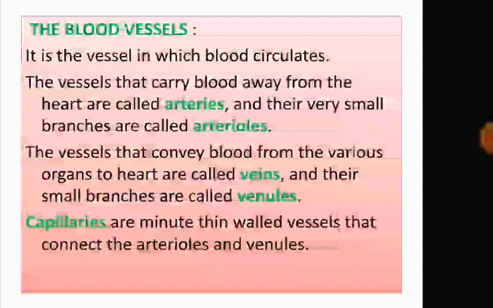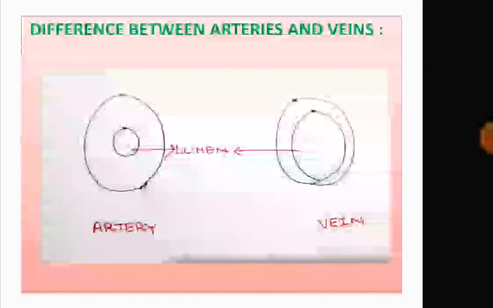Capillaries are minute, thin-walled vessels that connect the arterioles and venules. So they are the narrow tubes that connect the arterioles and venules. Now this is the difference between arteries and veins.